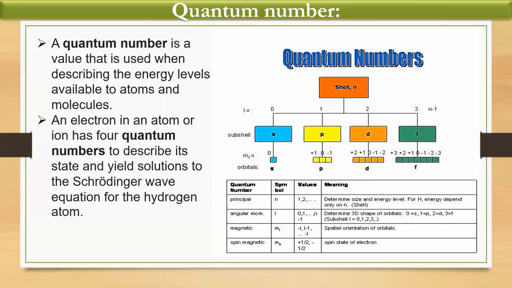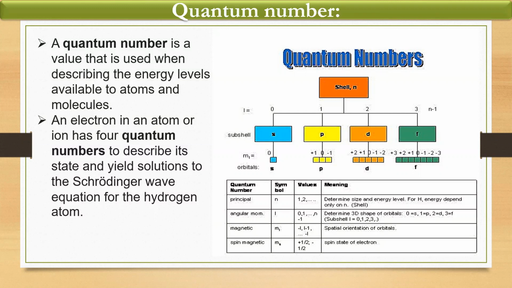So, quantum numbers. Now, what are quantum numbers and how are they useful? A quantum number is a value that is used when describing the energy levels available to atoms and molecules. We say that n equals 1, first shell, second shell, third shell. All these shells, all these numbers, are defined by the quantum numbers.